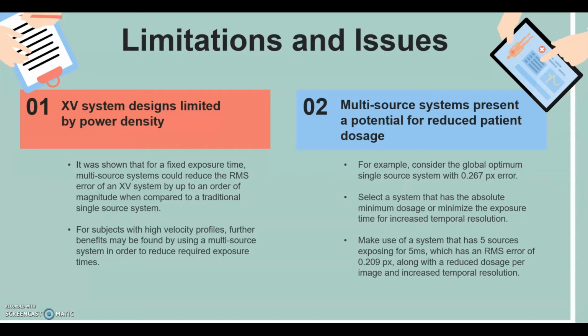Second, multi-source systems present a potential for reduced patient dosage. For example, consider the global optimal single source system with 0.267 px error. Select a system that has the absolute minimum dosage or minimizes the exposure time for increased temporal resolution. Make use of the system that has 5 sources exposing for 5 milliseconds, which has an RMS error of 0.29 px, along with reduced dosage per image and increased temporal resolution.